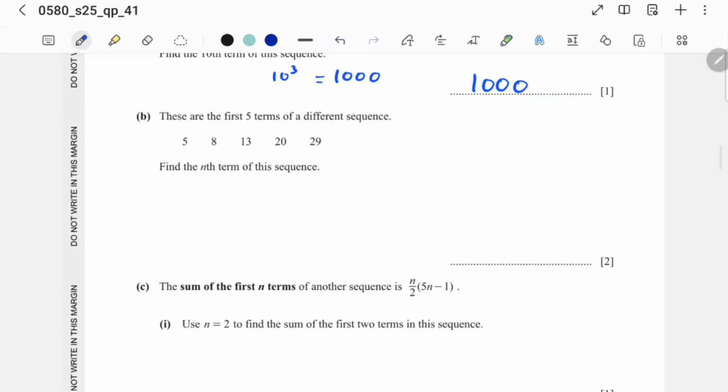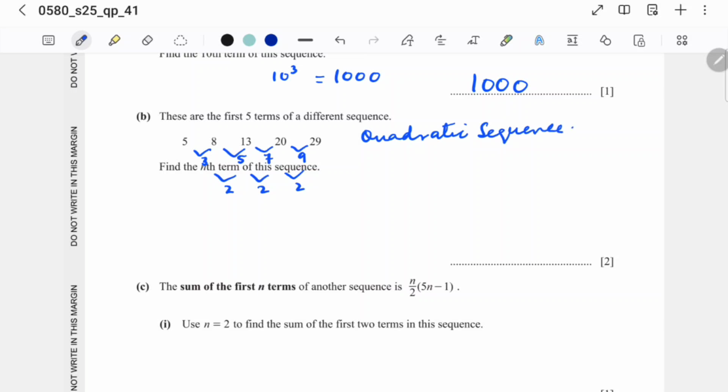These are the first 5 terms of a different sequence: 5, 8, 13, 20, 29. Find the nth term. When we find the differences, we get 3, then 5, then 7, and then 9. So we are not getting the same difference, so we'll have to check more. Between 3 and 5 the difference is 2, 2, 2. So it's a quadratic sequence. Okay.